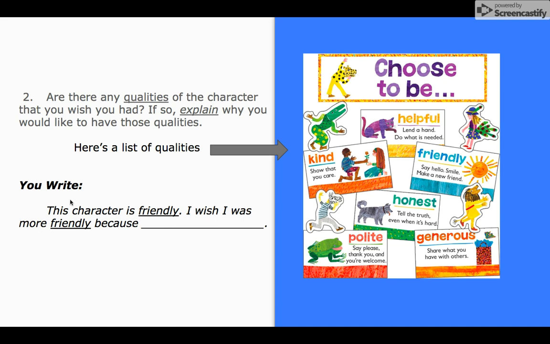So again, use some of the wording from the question to write your response, which will look something like this. This character, Snow White, will say, is friendly. I wish I was more friendly because I can see how having lots of friends makes life easier. You can always find a ride where you need to get to. You can always have a friend to go to the movies with. You can always share new games with someone. You'll never be bored if you have lots of friends.